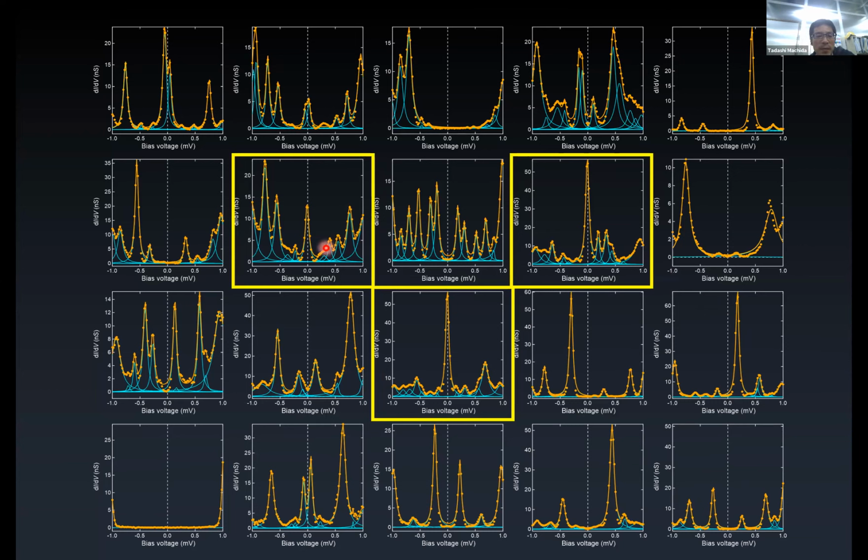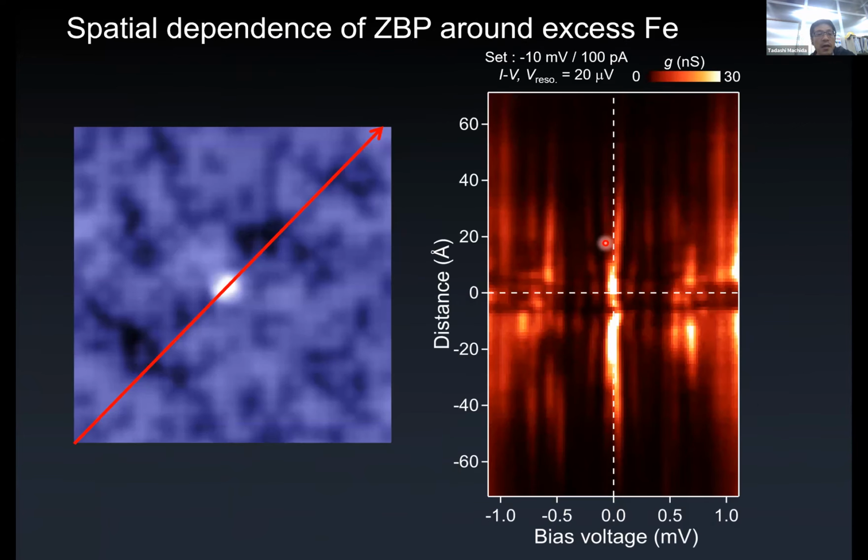Therefore, the remaining problem is whether the observed zero energy peak in these three excess iron impurities originates from the Majorana zero mode or not. So to test this, we have performed two kinds of experiments. The first one is the measurement of the spatial dependence of the tunneling spectrum around the excess iron impurities.